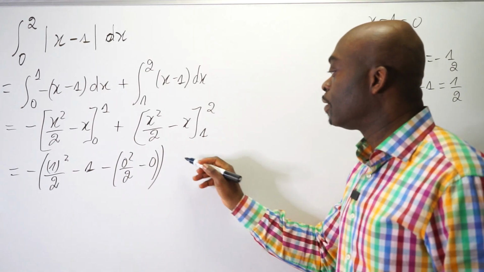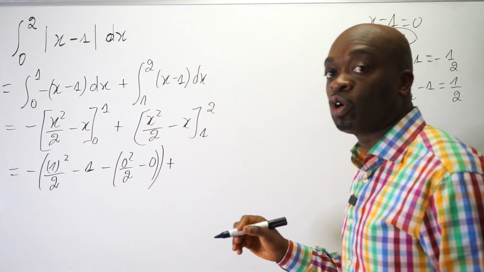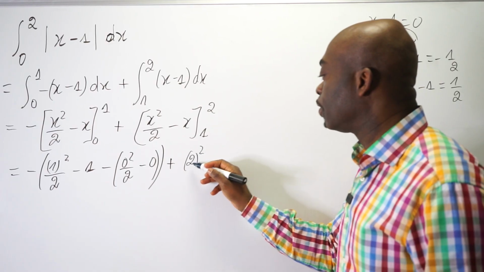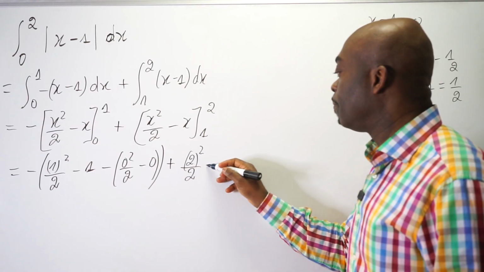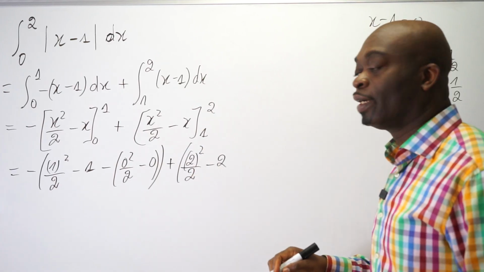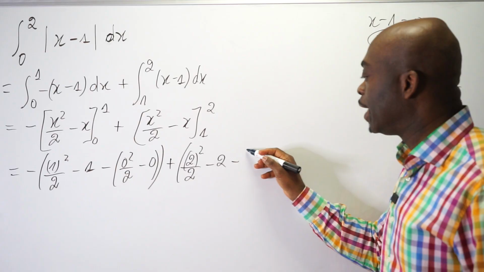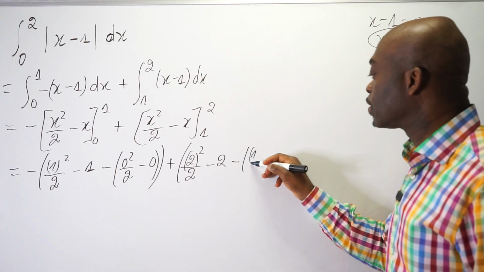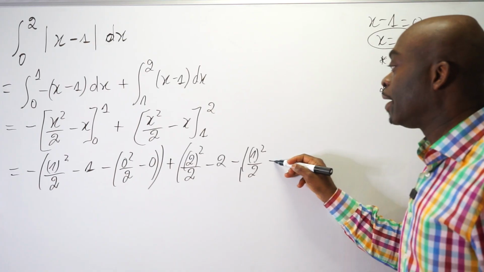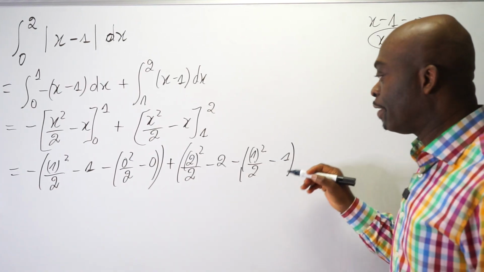Now we come here. So plus, what's happening here? The 2 is going to go in, so it's going to be 2 squared over 2 minus 2. All right? That's for the first one. And then minus, 1 is going to go in now, so it's going to be 1 squared over 2 minus 1. That's what we have.